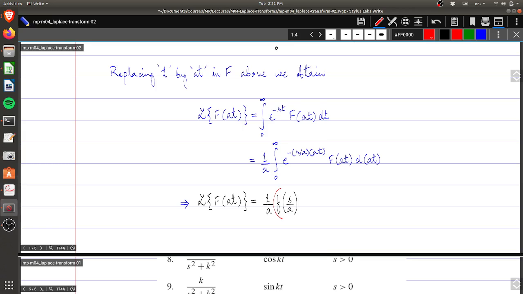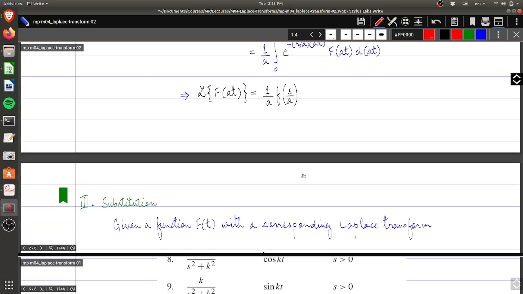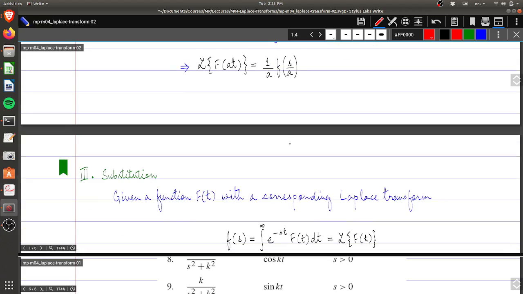Then we have another property which is called substitution. I think I'm going to stop here. We have 4 more properties left, but it may become a little bit overwhelming for you all. Tomorrow I'll do the substitution and then the remaining properties, and then we'll do some applications. And finally, we'll have the Laplace convolution theorem. I'll probably do that tomorrow evening.